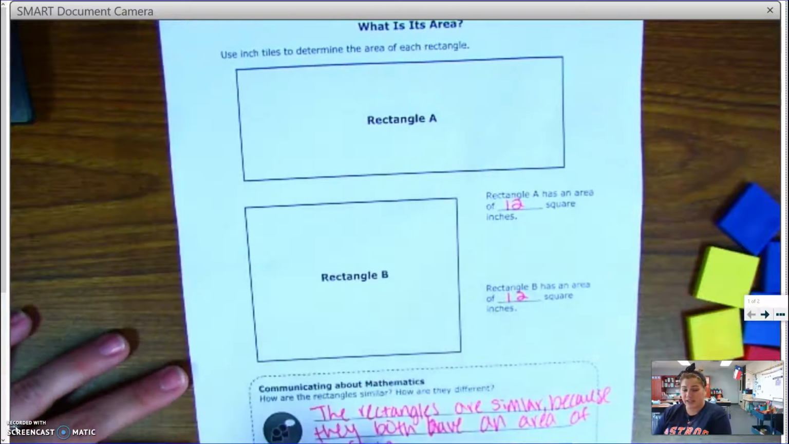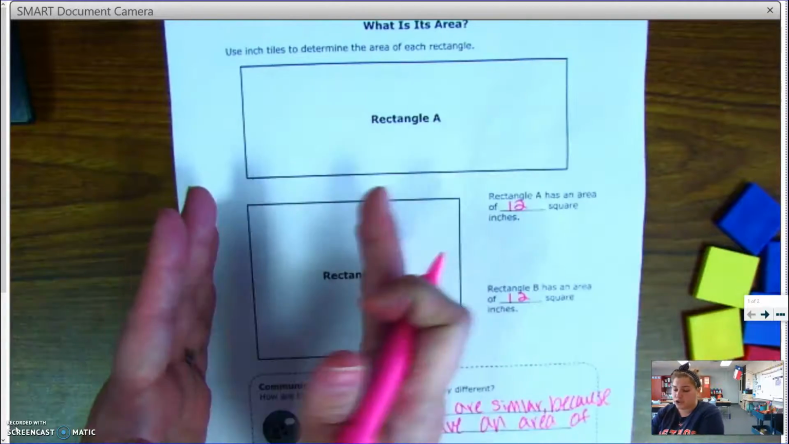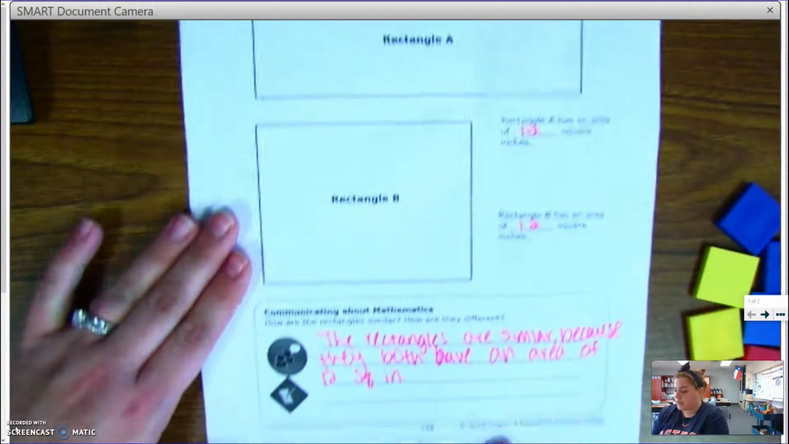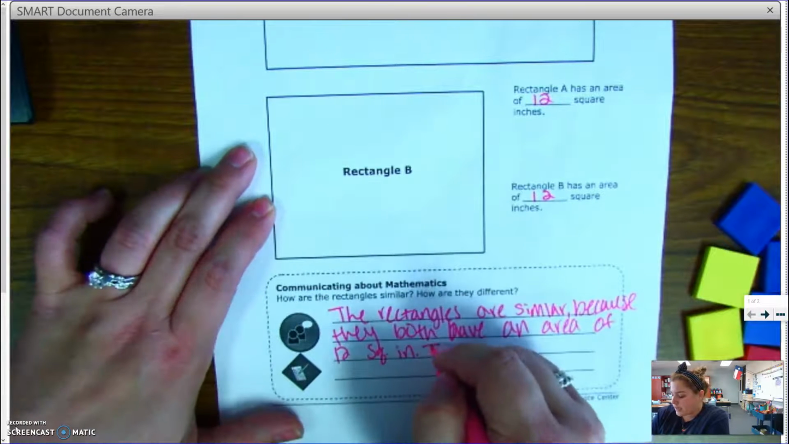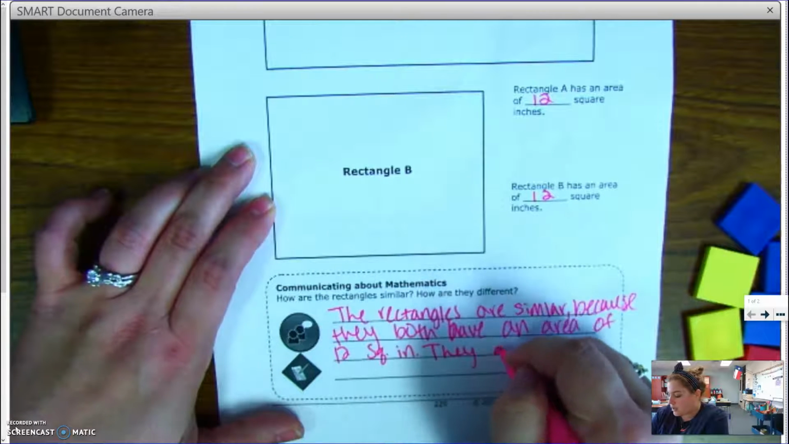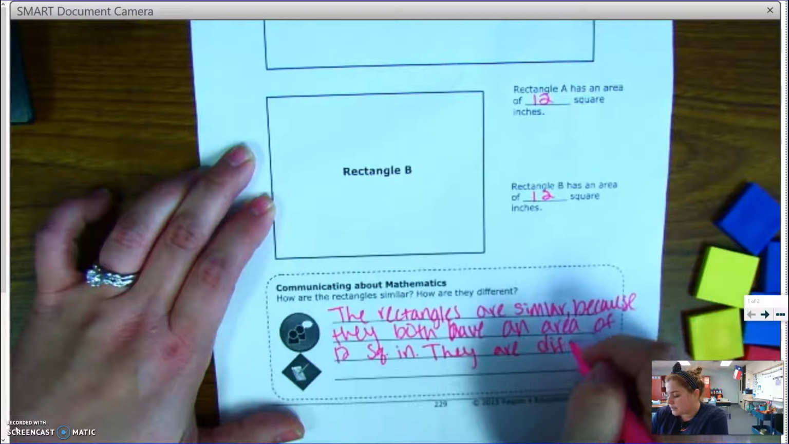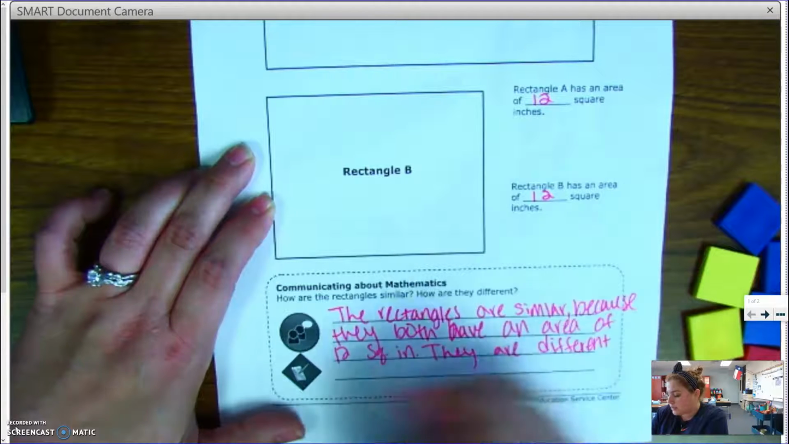The rectangles are different because they look different. Look at them. This one's long and skinny and this one's shorter and wider. So I can say, how are they different? They are different in how they look.